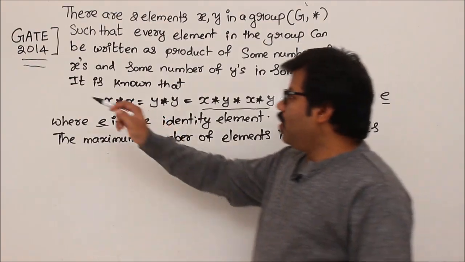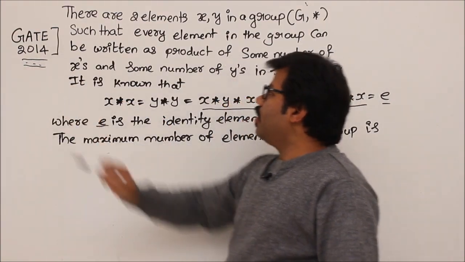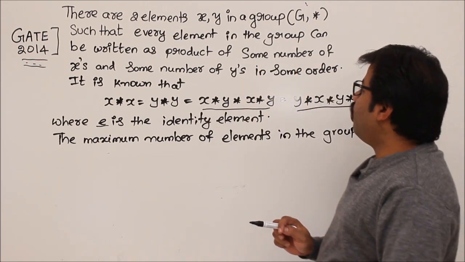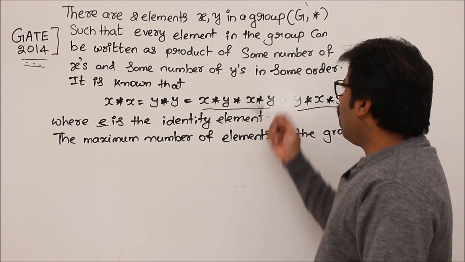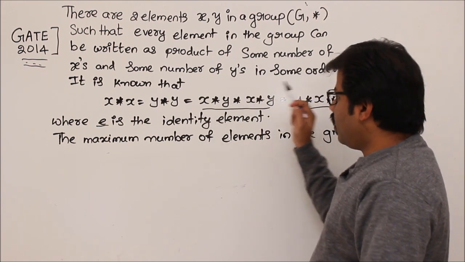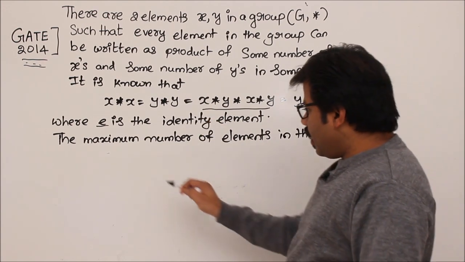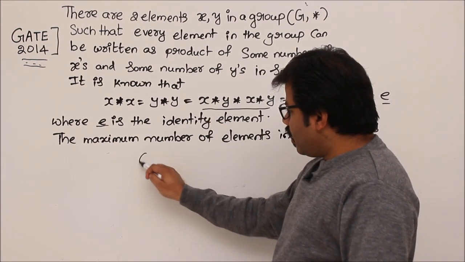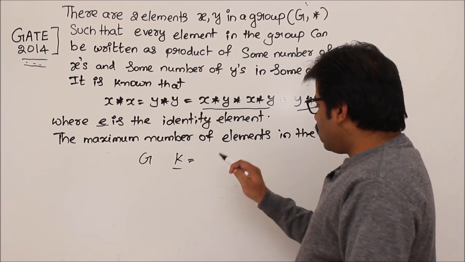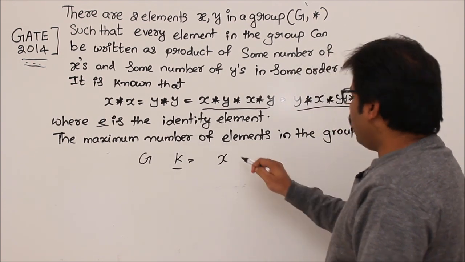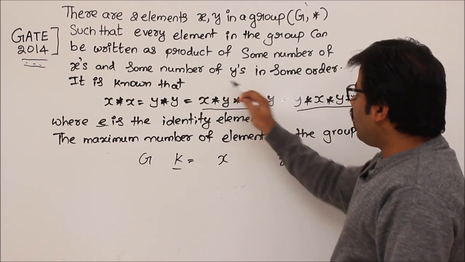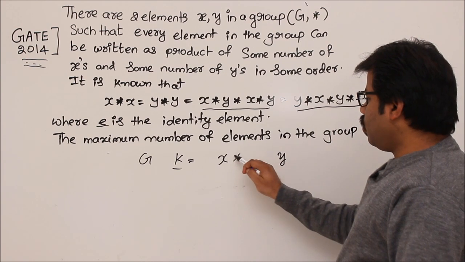Okay. See this problem, which was asked in 2014. There are two elements x comma y in a group G star such that every element in the group can be written as a product of some number of x's and some number of y's in some order. So what is the meaning of that? You take any element in that group G, let us call it k. K can be written as some product of x and y's, but not necessarily in some particular order. So it can be any order.